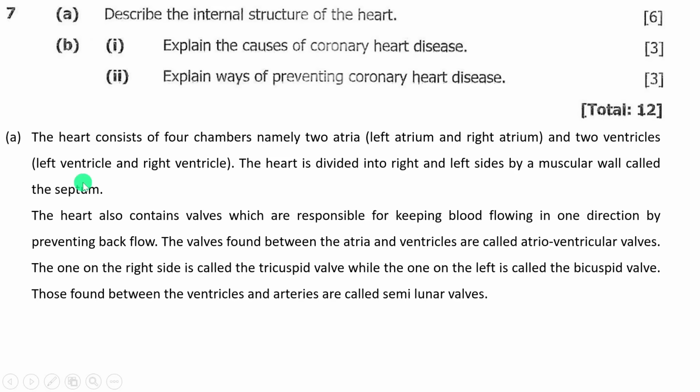So this one had two paragraphs: this part which talks about the chambers of the heart, and this one which talks about the valves. So we move on to B part one, explain the causes of coronary heart disease.